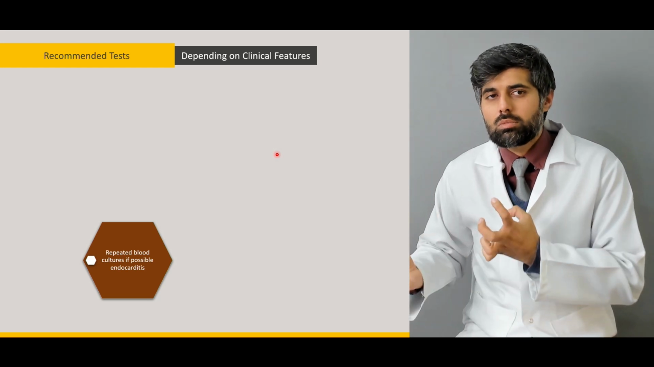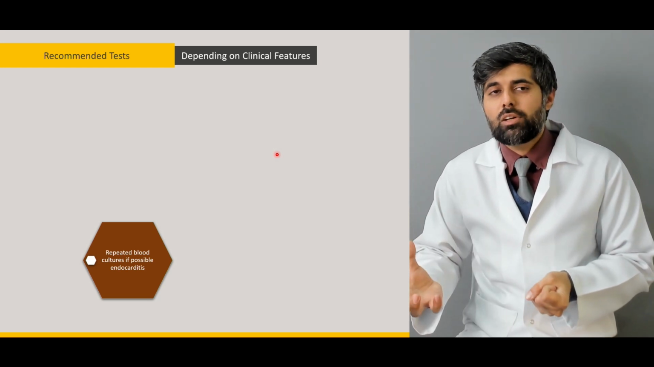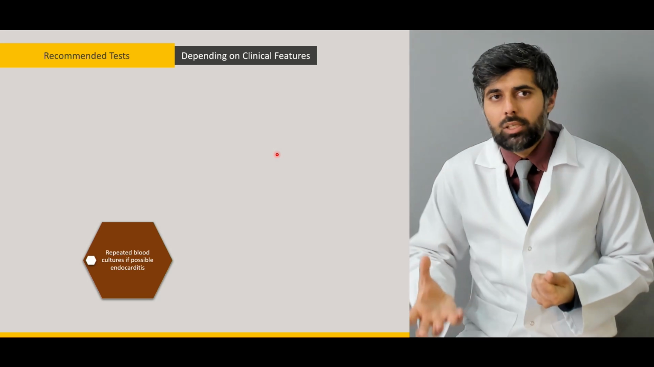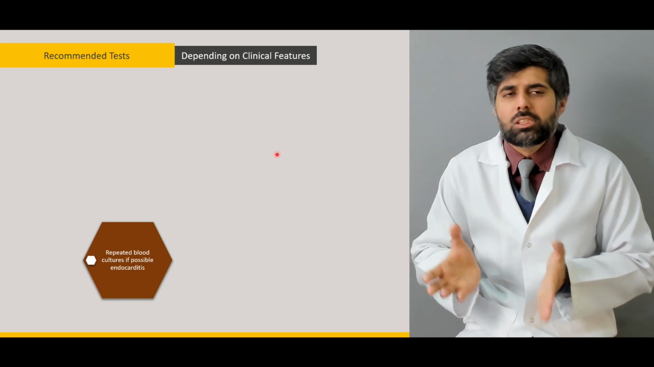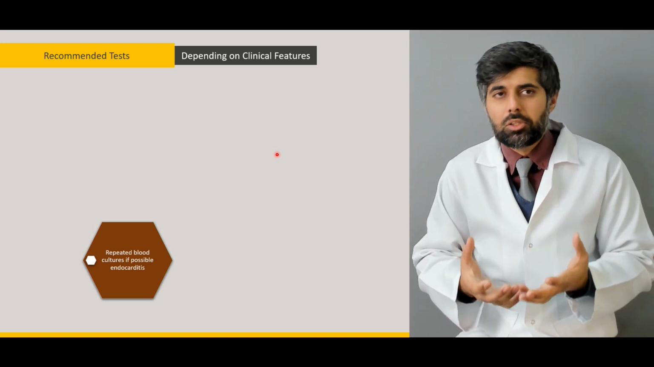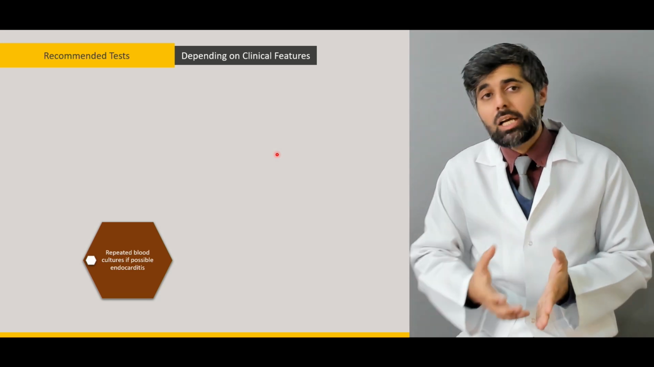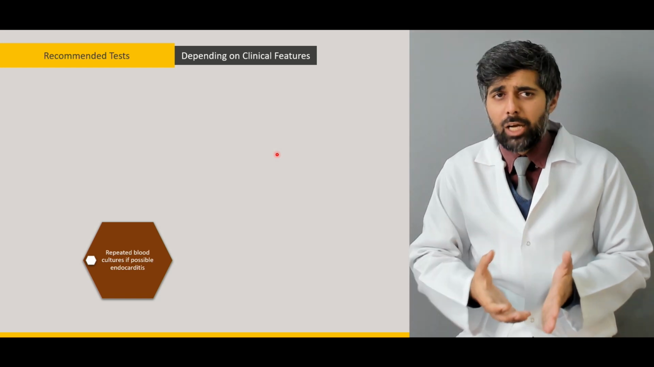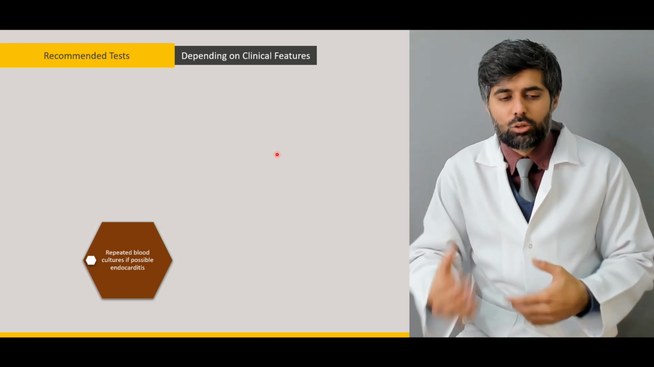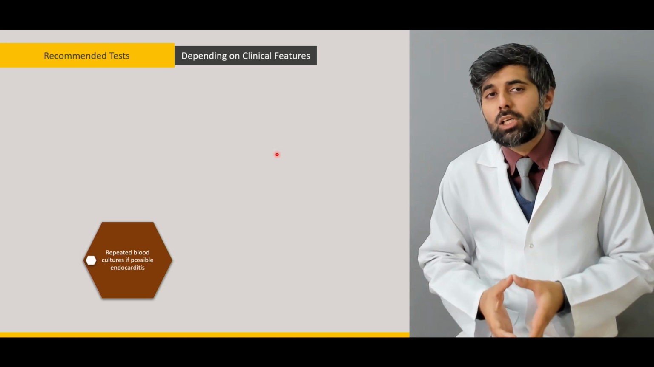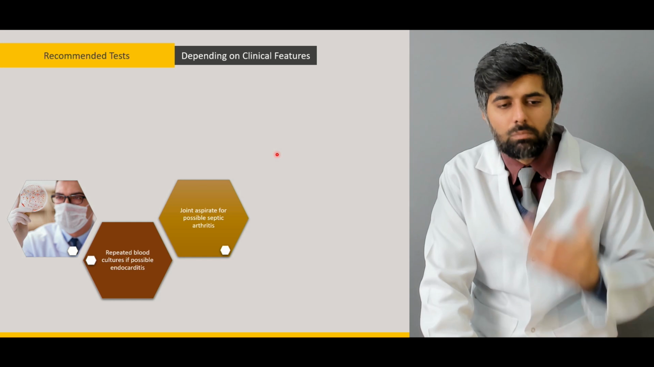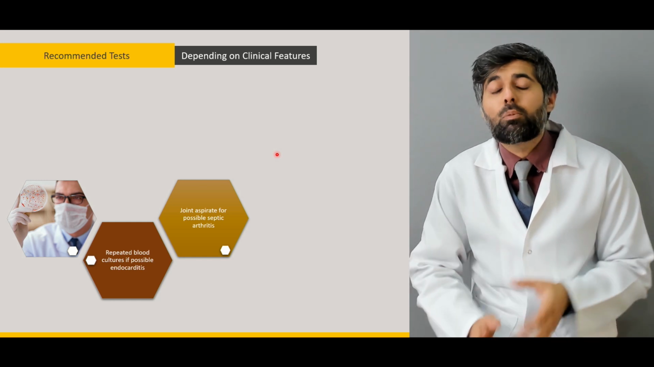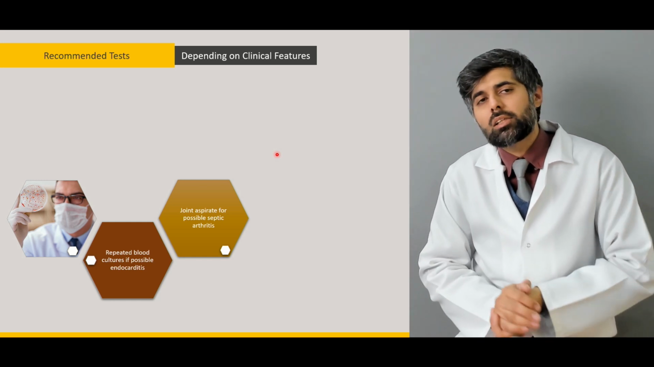is which kind of bacteria is the culprit. Most commonly, it is Streptococcus viridans, but sometimes there are other bacteria which might cause endocarditis in a patient. So, we repeat blood cultures in such patients. Then, joint aspirate for a possible septic arthritis.